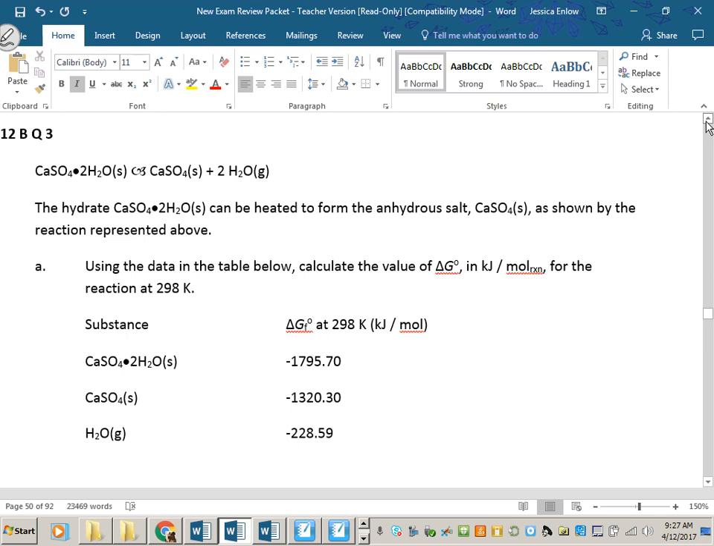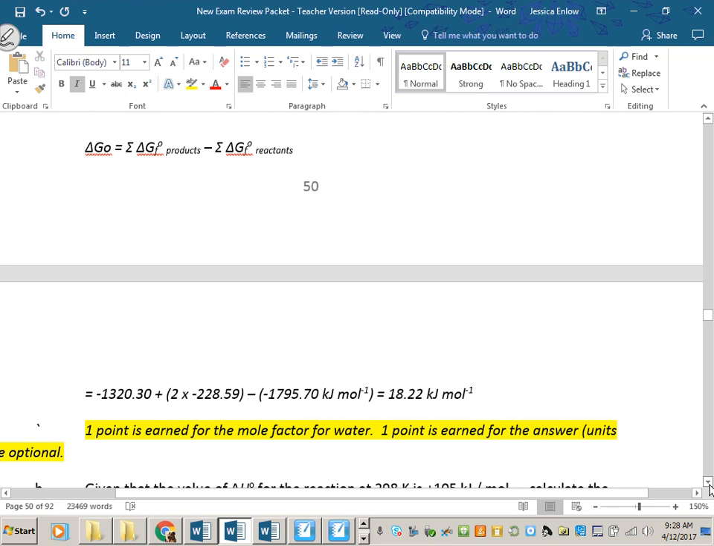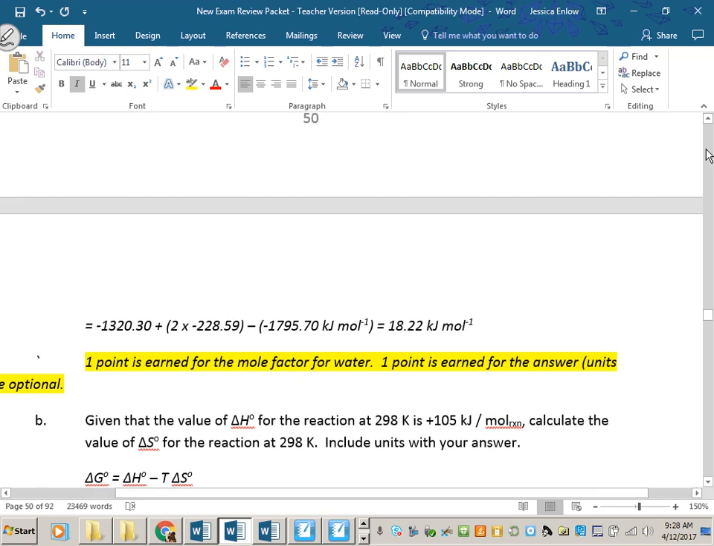What'd you guys get? Negative what? Oh, I didn't get negative, sorry. 18.22? Okay, kilojoules per mole. All right, so that's just making sure that you're doing products minus reactants. 1 point for the setup with your ratio, 1 point for the mole factor of water, and your final answer. I'm trying not to show the answers immediately.